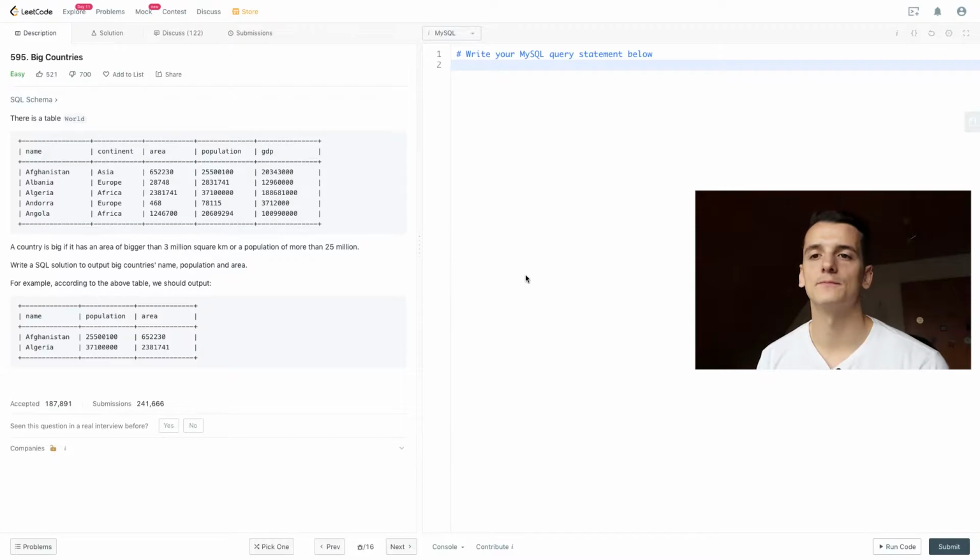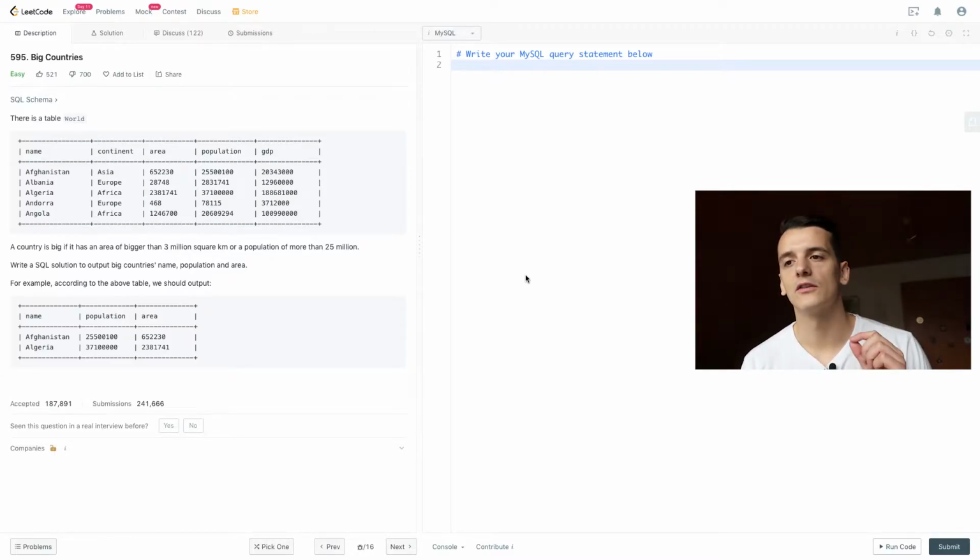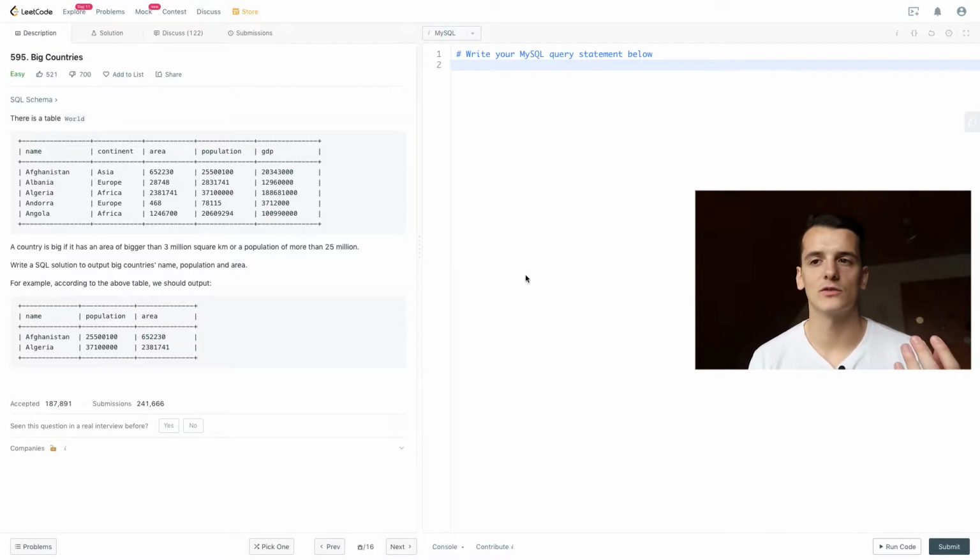And our task is that a country is big if it has an area of bigger than 3 million square kilometers or a population of more than 25 million. So area is given in square kilometers. That's what we can assume. It's also important to state that when you're in an interview, because it could be meters or miles. And given the question, you can just assume that it is given in that unit. But it's always good to say that and make sure.